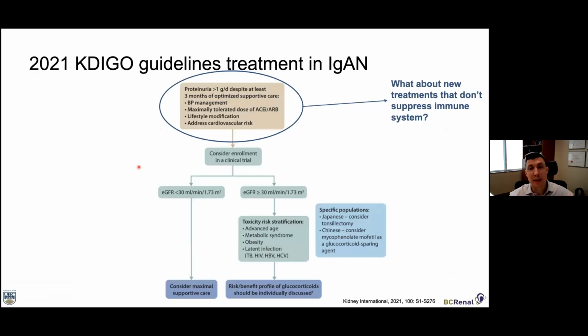So going back to the KDIGO guidelines, we've talked about steroids down here and immunosuppressive therapies, but what about up here in terms of conservative therapy? Are there new treatments that we can use in IgA nephropathy that actually do not affect the immune system?